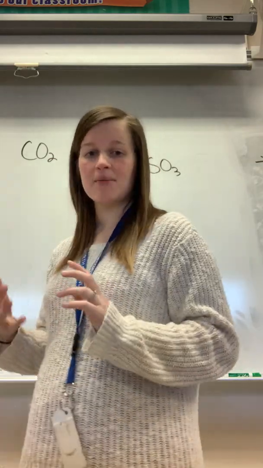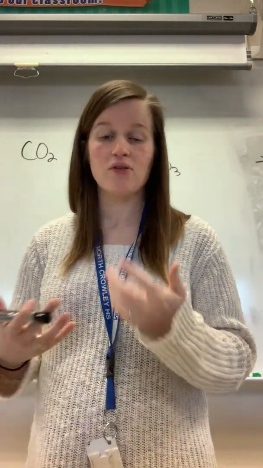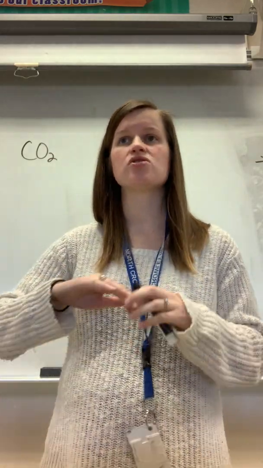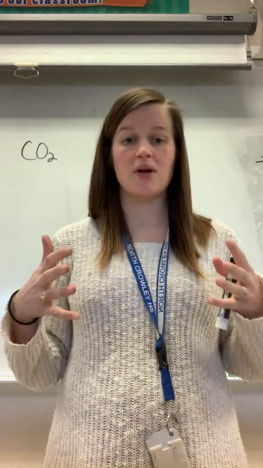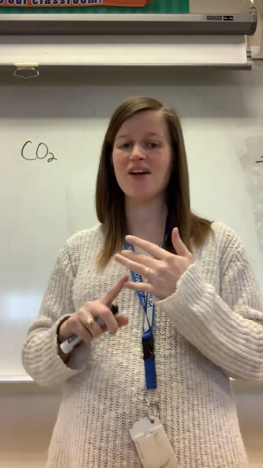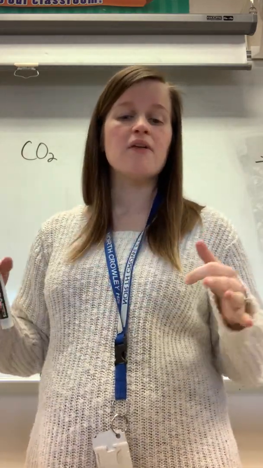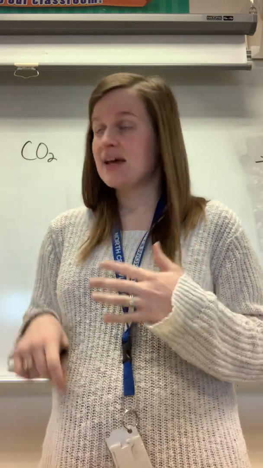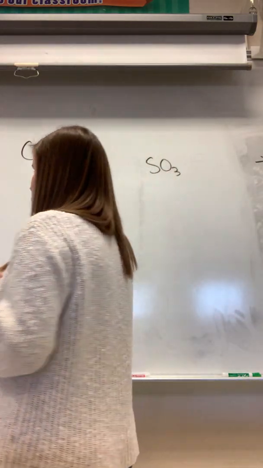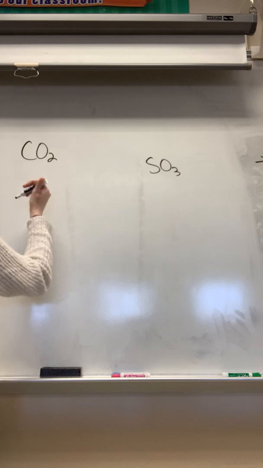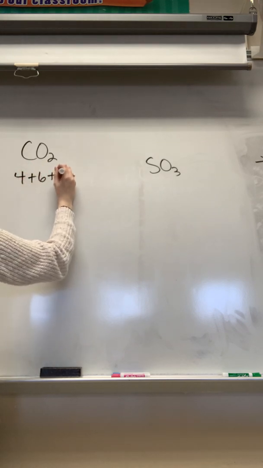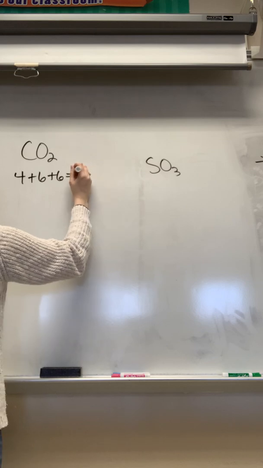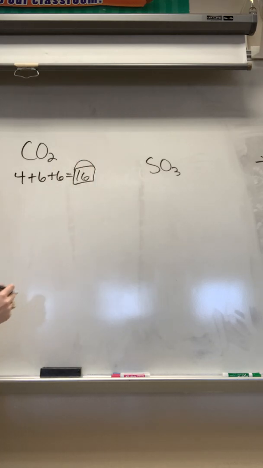First I need to see how many valence electrons they have that are going to interact with each other. Remember, valence electrons are those outer electrons, and those are the ones that interact with everything else and form bonds. That's for ionic and covalent bonds. Those outer valence electrons are the ones reacting. So we need to figure out how many valence electrons we have. Carbon has 4 valence electrons, and oxygen has 6, so I'm going to add it twice. It's going to give me a total of 16 in my bucket.